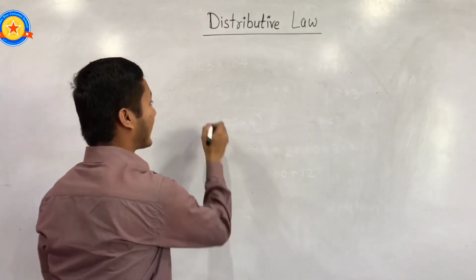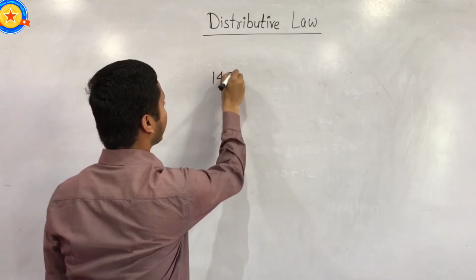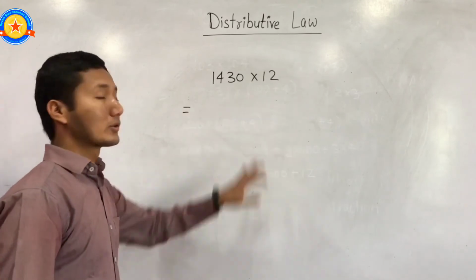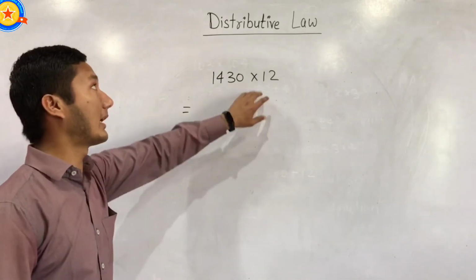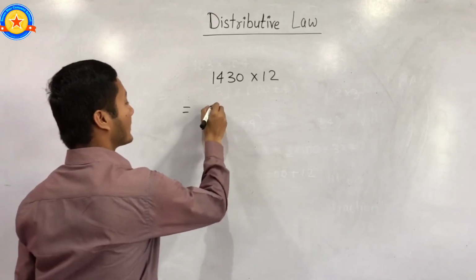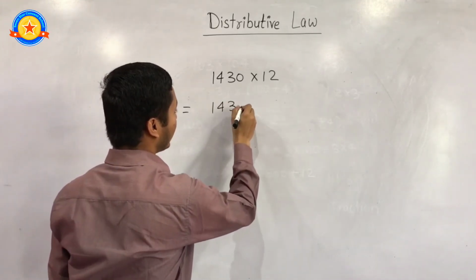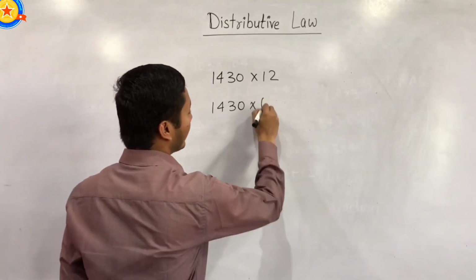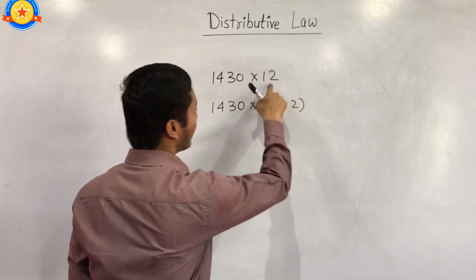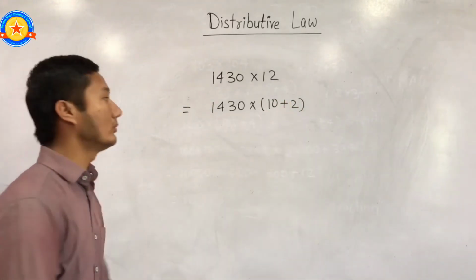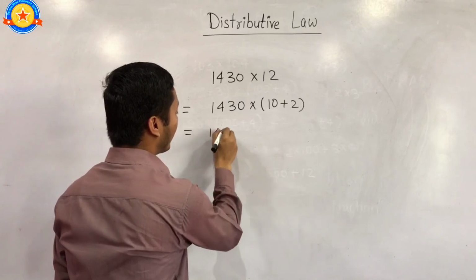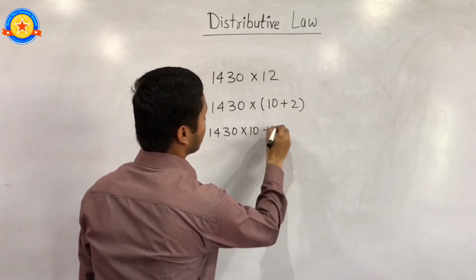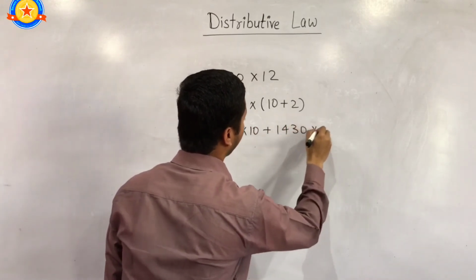Now students, if we take another example like 1430 into 12, in this case also we can solve this by the simple mechanism, that is distributive law. From the distributive law we can write 1430 into (10 plus 2). If we distribute 12 into two numbers like 10 plus 2, then we can write it as 1430 multiplied by 10 plus 1430 multiplied by 2.